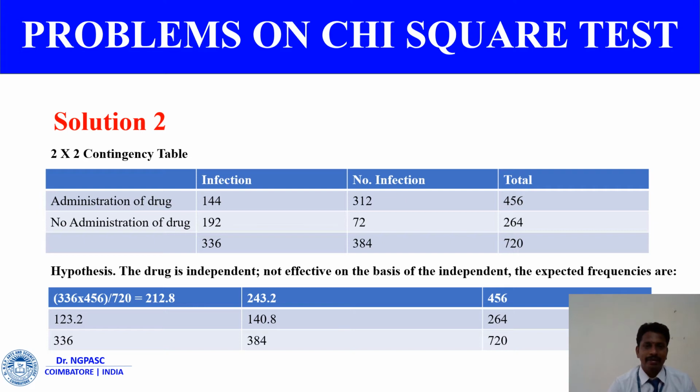The corresponding element of 144: the row total is 456, the column total is 336. The multiplication of 336 into 456 whole divided by 720, that is, column total into row total divided by grand total, gives the expected frequency of 144. We get the answer 212.8.